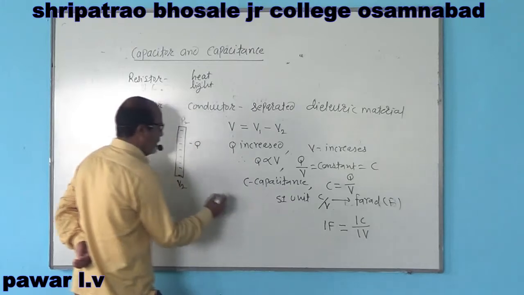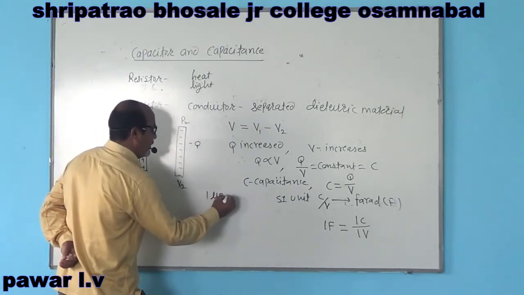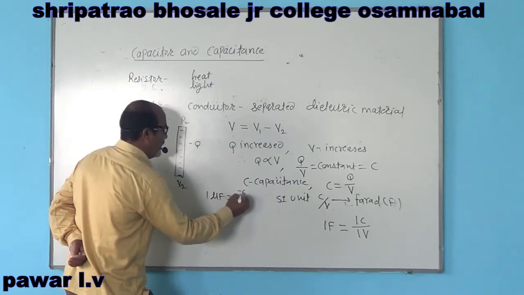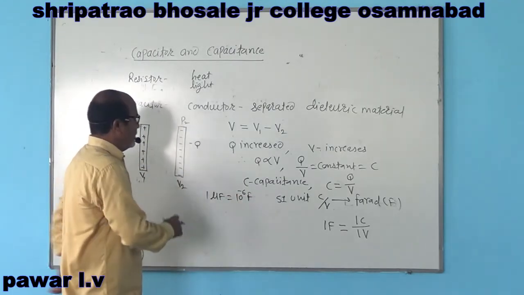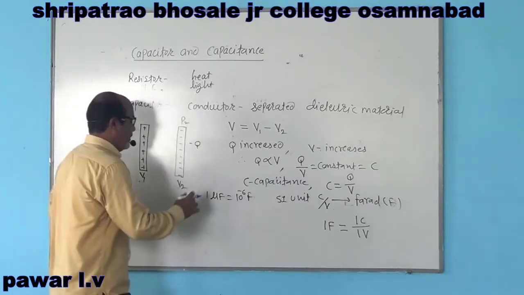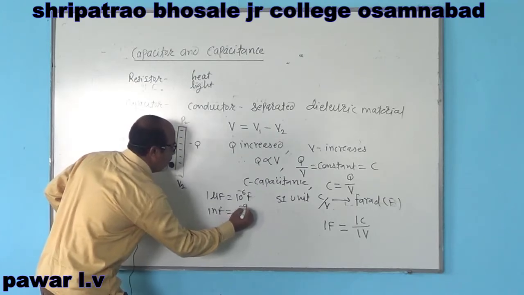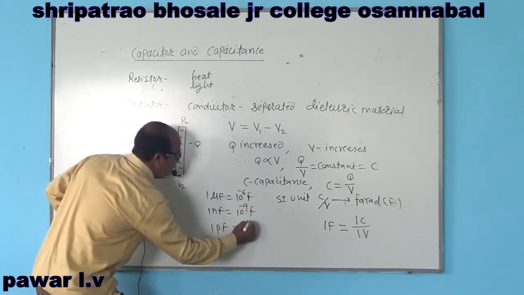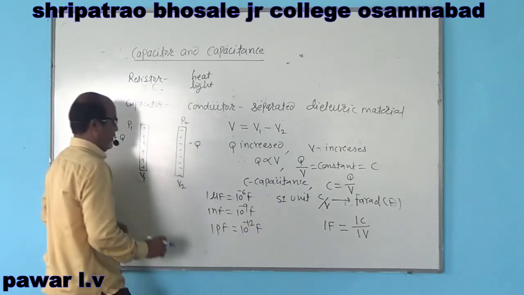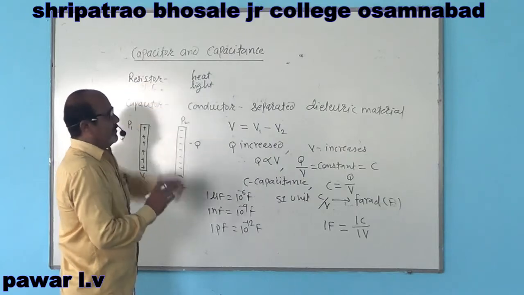Smaller units of capacity are microfarad. 1 microfarad equal to 10 raised to minus 6 farad. There is a picofarad, nanofarad, also small units. 1 nanofarad equal to 10 raised to minus 9 farad. 1 picofarad equal to 10 raised to minus 12 farad. So this is about capacitor and capacitance.